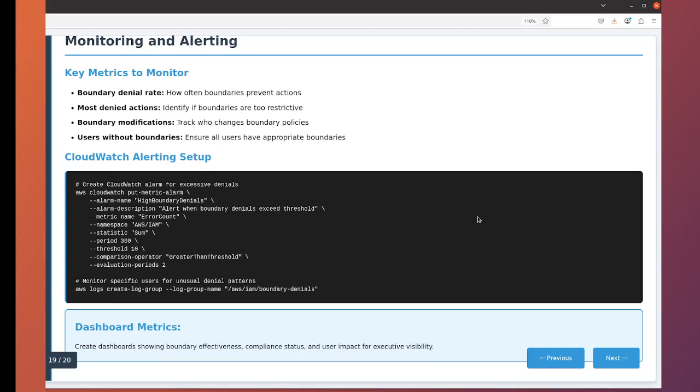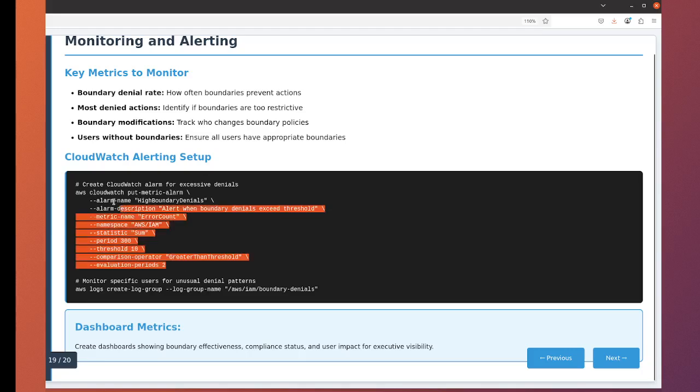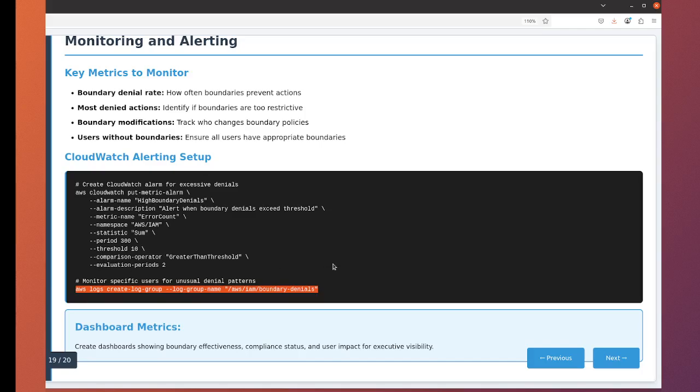Effective boundary implementation requires continuous monitoring. You need to know when boundaries are preventing actions, whether those preventions are legitimate, and whether your boundaries require adjustment. CloudTrail is your primary tool for boundary monitoring. Look for events with error codes like unauthorized operation or access denied. These might indicate boundary-related denials. Set up CloudWatch alarms for unusual patterns of denied actions. If a user experiences a sudden increase in denied requests, it might indicate they need additional permissions within their boundary, or it could signal a security incident.